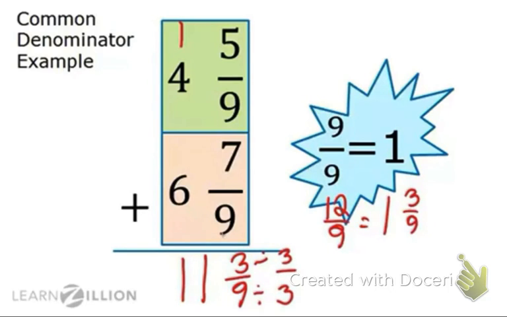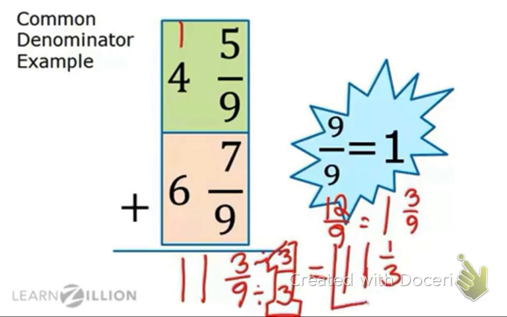So we will divide both the top and bottom by 3. This is the same as dividing the top and bottom by the number 1, which the identity property of division tells us does not change its value. Therefore, 11 and 3/9 is equal to 11 and 1/3. Our final answer is 11 and 1/3.